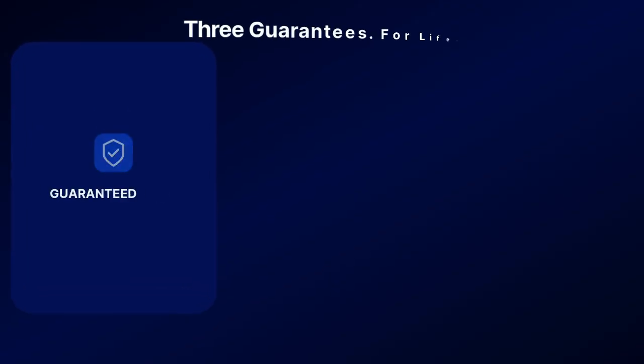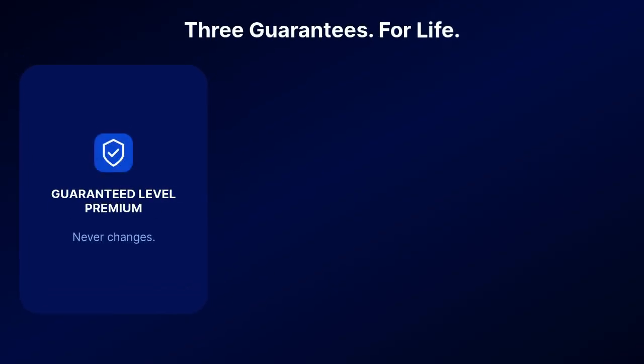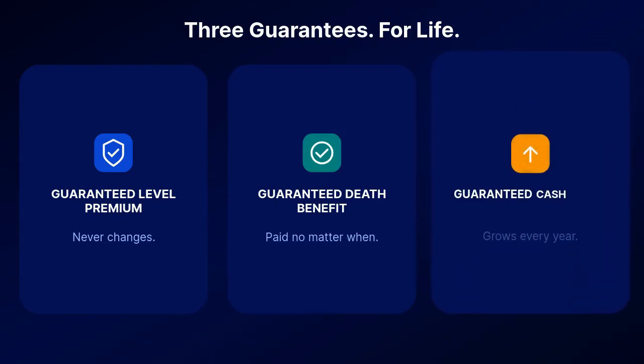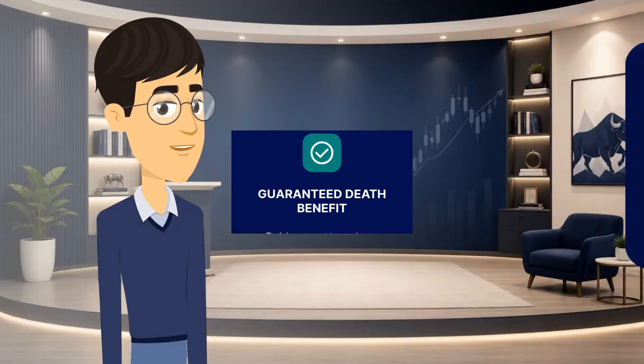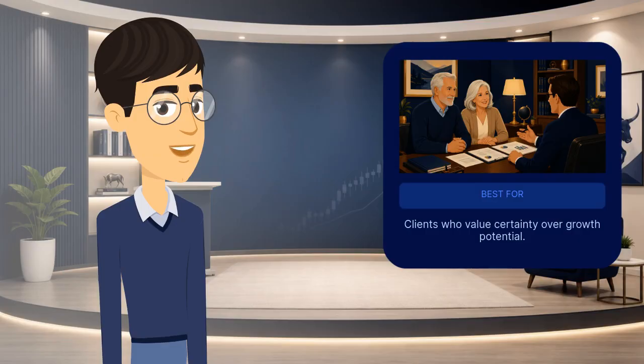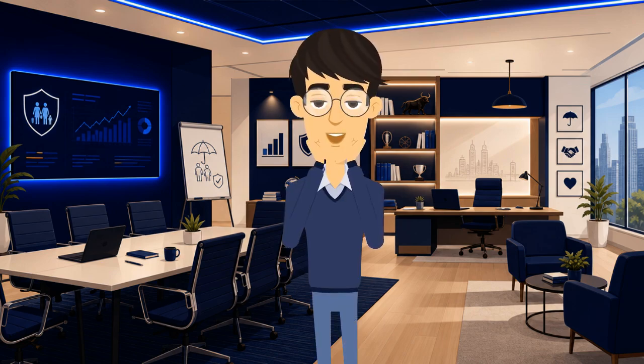Whole life comes with 3 guarantees. 1. A guaranteed level premium that never changes. 2. A guaranteed death benefit that will be paid regardless of when the insured passes away. 3. Guaranteed cash value growth that builds inside the policy every single year. These aren't projections. They're contractual guarantees. And for the right client, that word, guaranteed, is everything. Whole life is best for clients who value certainty over growth potential. They don't want surprises. They want to know exactly what their policy will do, and whole life delivers that promise with ironclad consistency.